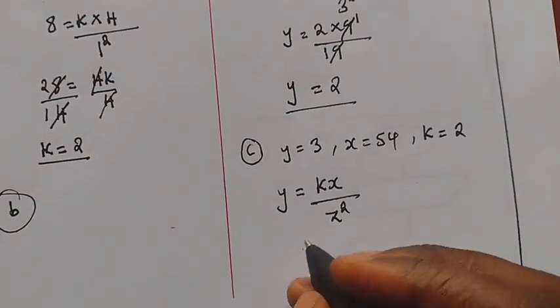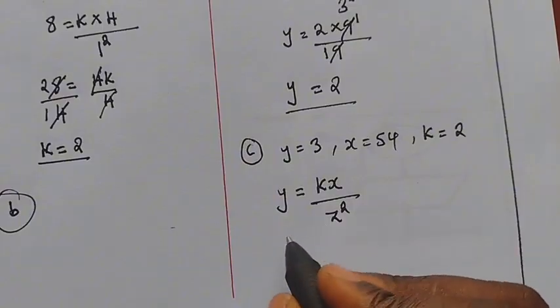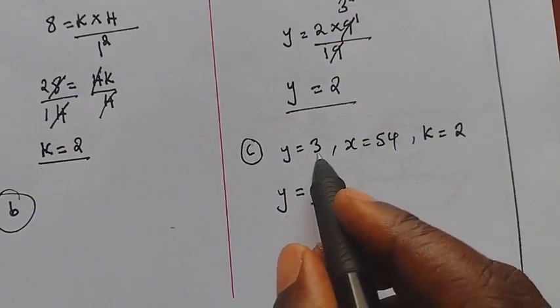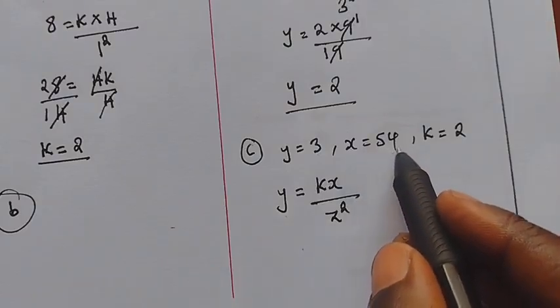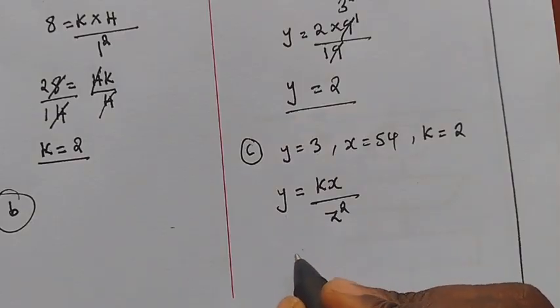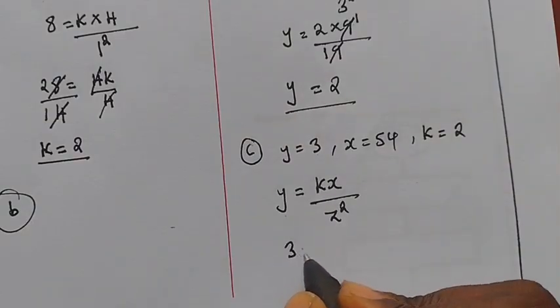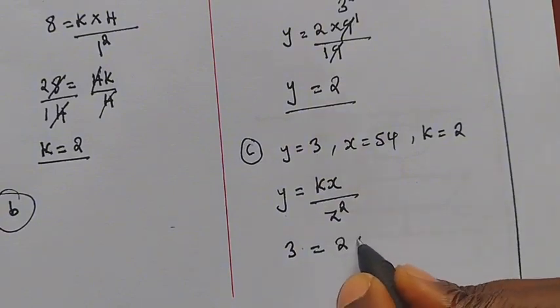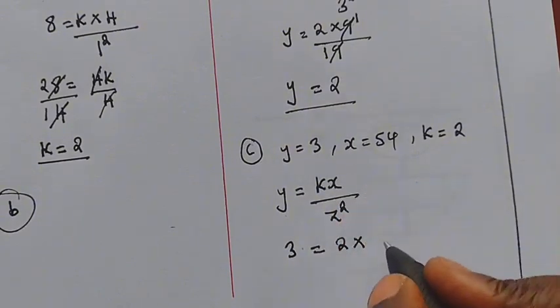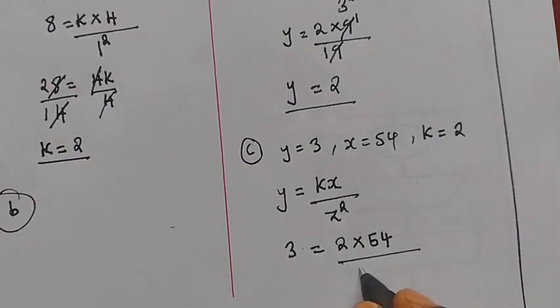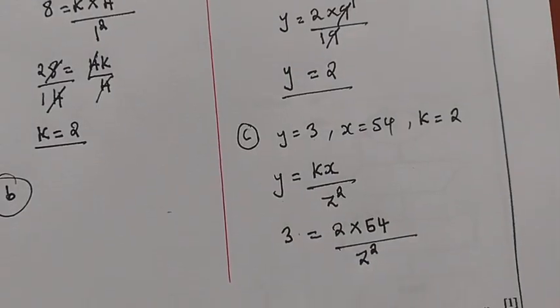So just replace. Where there is y, we are going to put 3. Where there is x, we are going to put 54. Where there is k, we put 2. But z doesn't have anything, so you say where there is y, we will put a 3 here equal to, where there is k, we are going to say 2 times, where there is x, it's a 54. So 2 times 54 over z squared. I hope this is clear.